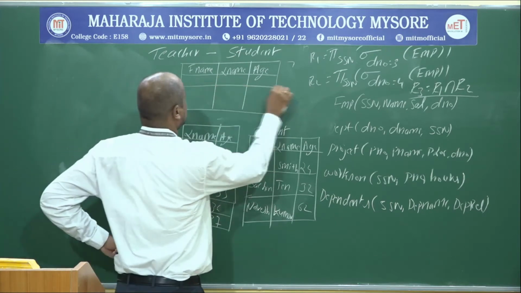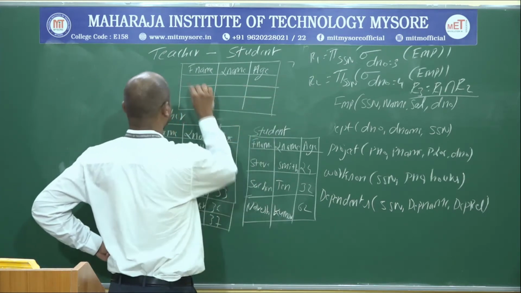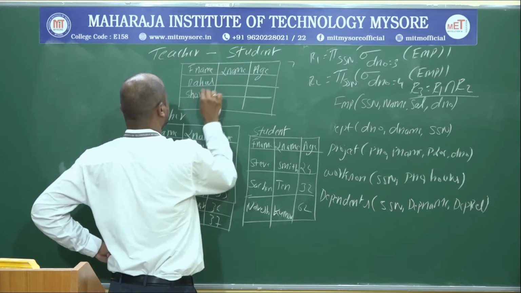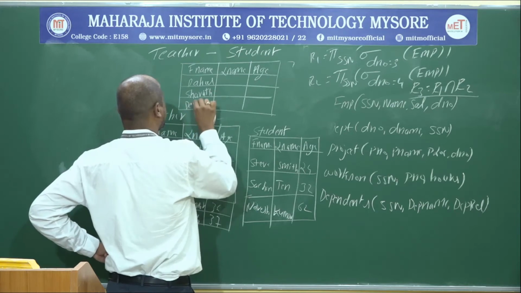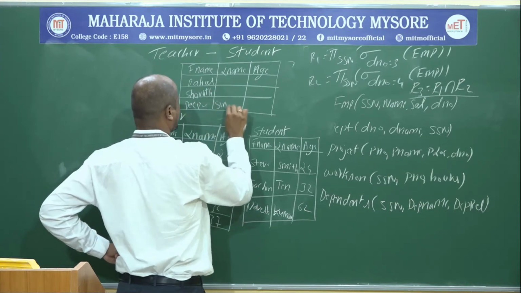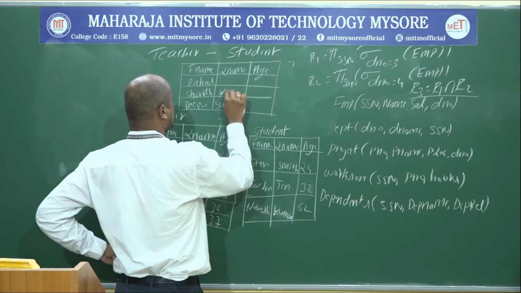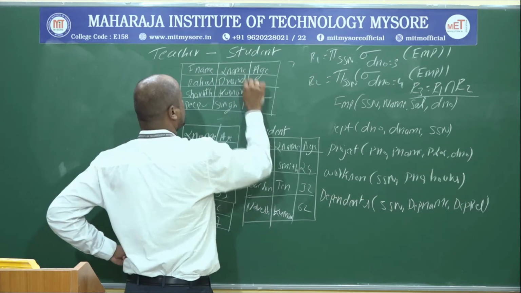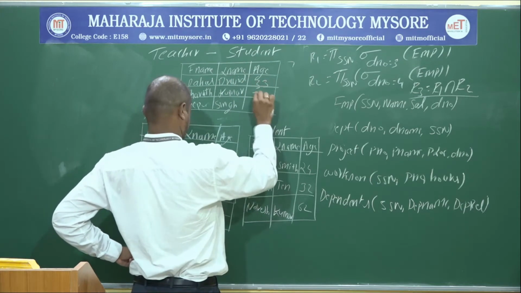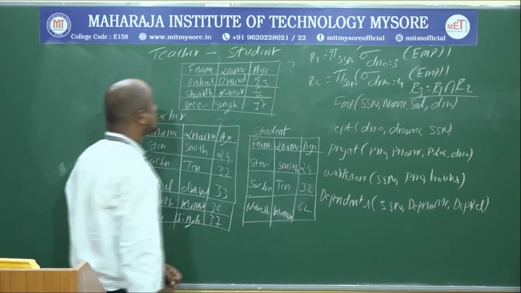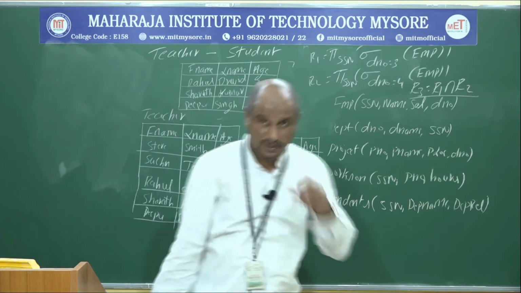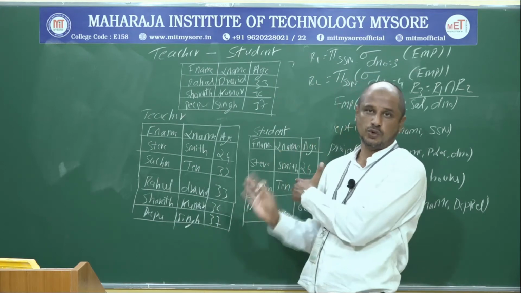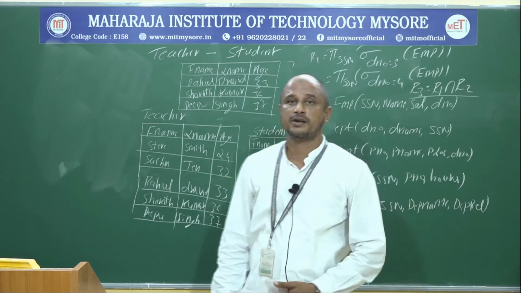Here I have to include Rahul, Sharath and Deepu, Kumar, Dravid. So this is what teacher minus student contains: the tuples which belong to teacher but are not contained by student. That is called teacher minus student.